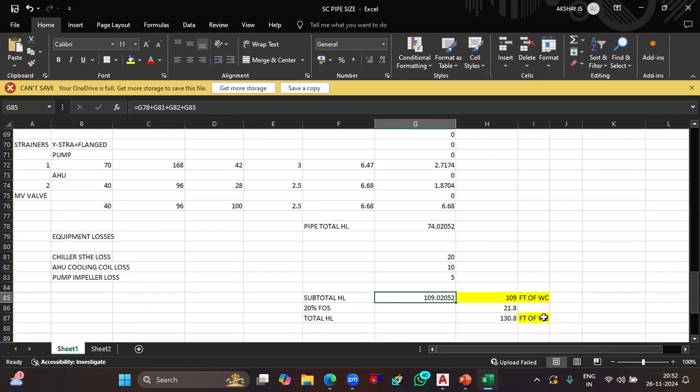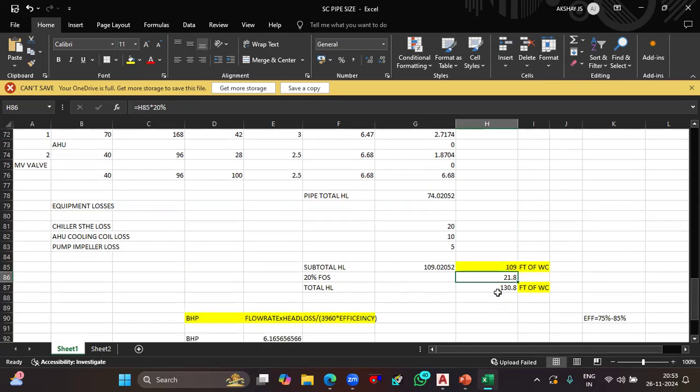Then you need to consider a 15 to 20% factor of safety. So what is the purpose of the factor of safety? It means in future extra fittings may be added into the circuit itself, or some accessories may be changed. That's why we are considering this factor of safety value. Adding the factor of safety to the actual total head loss value gives around 130 feet of water column. That's it. Now we got the actual head that we will require.